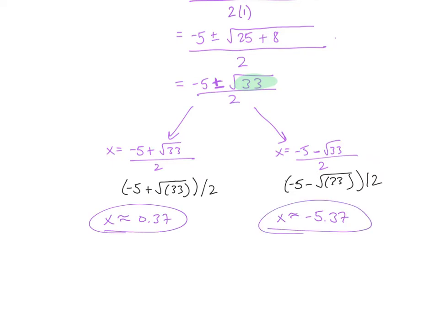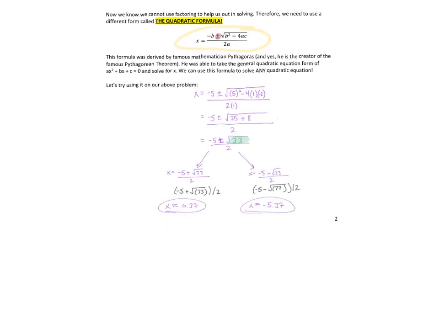Now you can see it would be impossible to actually factor with those because they're decimals. There's no way you could come up with that type of number. So what have we learned? We can use the quadratic formula right up here to help us solve quadratic equations when they aren't factorable. Figure out that result.